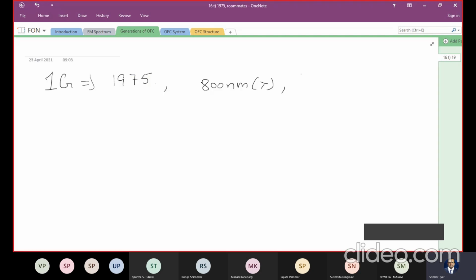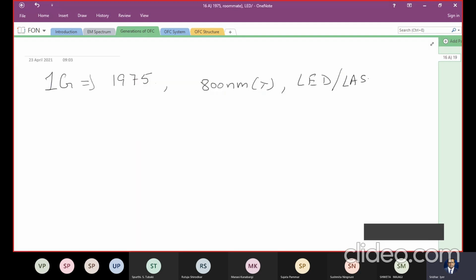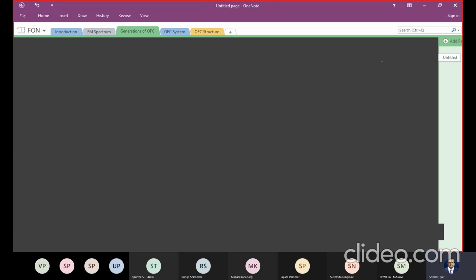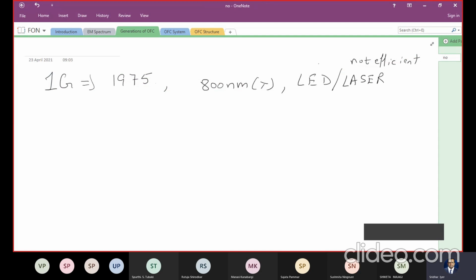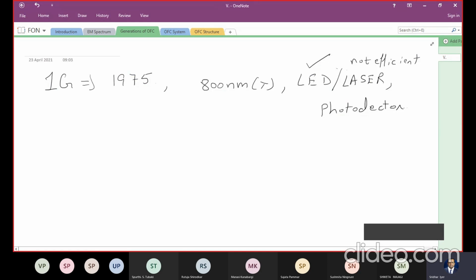It was mostly using an LED as a source. Sometimes a laser was also used as a source, but this laser was not efficient. So mostly it was the LED which was used in this particular generation. The other aspect: as a receiver, a photo detector was used. Right now you may or may not be aware of these terms, but we'll discuss them in more detail in the system in module 3.